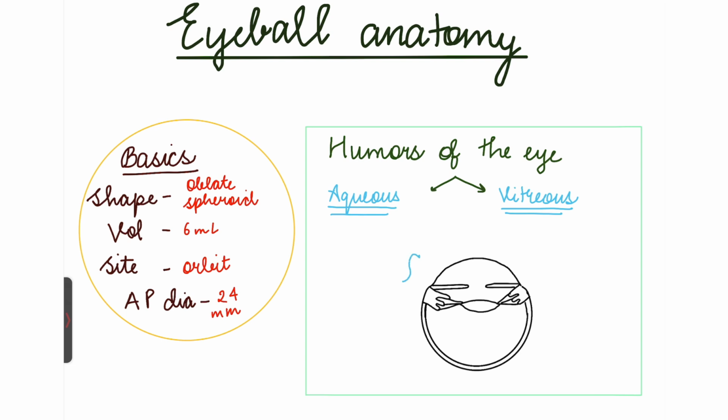The part from cornea to the lens is anterior segment. Anterior segment consists of aqueous humor, and the part from lens to the retina is the posterior segment, which has the vitreous. Vitreous humor has 1% hyaluronic acid and it has a gel-like consistency. The anterior segment is further divided into anterior chamber and posterior chamber. The part in front of the iris is the anterior chamber and the part behind the iris is the posterior chamber.